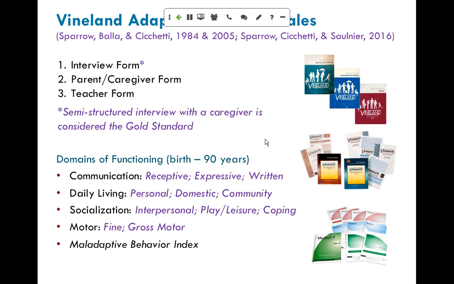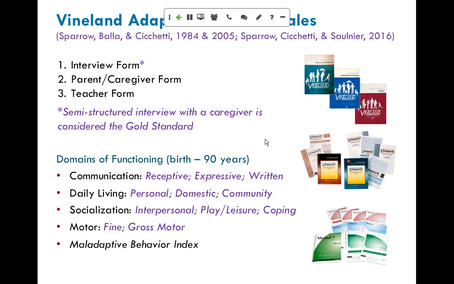So the Vineland has 4 domains: communication, daily living, socialization, and motor. In the Vineland 3, the motor domain is now optional. It goes up to age 9 now, but it's optional, so the global adaptive behavior composite only includes communication, daily living, and socialization, even if you were to opt in to do motor.